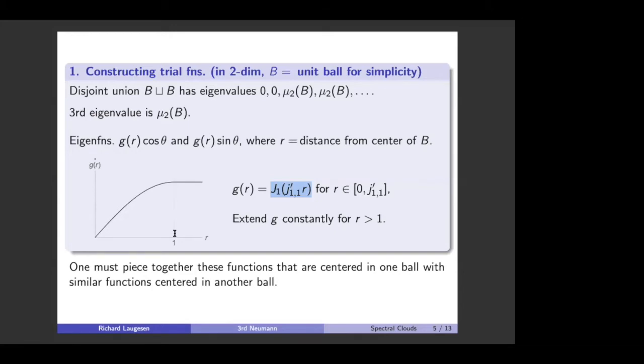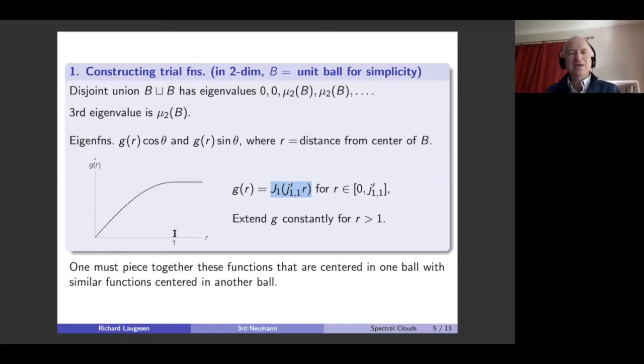And then you've got a cosine mode and a sine mode. Or, of course, you can rotate by any angle as well. But so there's 2 linearly independent eigenfunctions, and r is the distance from the center of the ball that we're building this thing on. So we're showing there the radial profile, and then we multiply by cosine theta or sine theta to get a function defined on the disk.